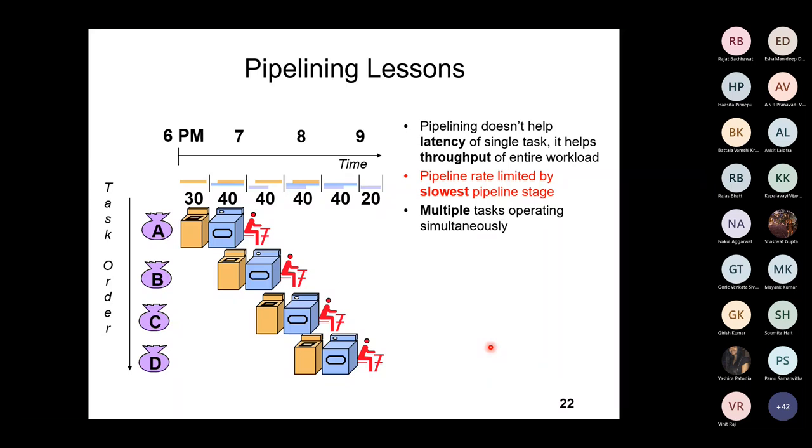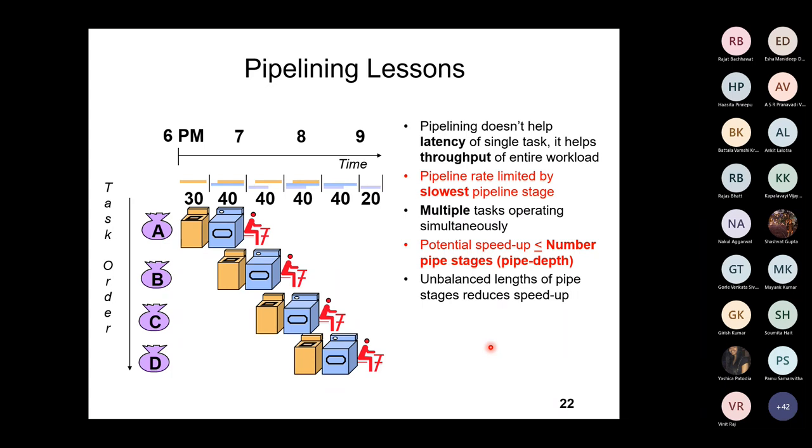And multiple tasks are operating simultaneously, and potential speedup can never exceed the number of pipe stages, because that is the maximum parallelism you can achieve. This is one of the reasons why we try to have a balanced pipeline, because if the pipeline stages are balanced, then the speedup will be equal to the number of pipe stages. Unbalanced pipe stages reduce speedup. For example, here you have 30, 40, and 20, and that's why the speedup reduces from 3 to 2 point something.